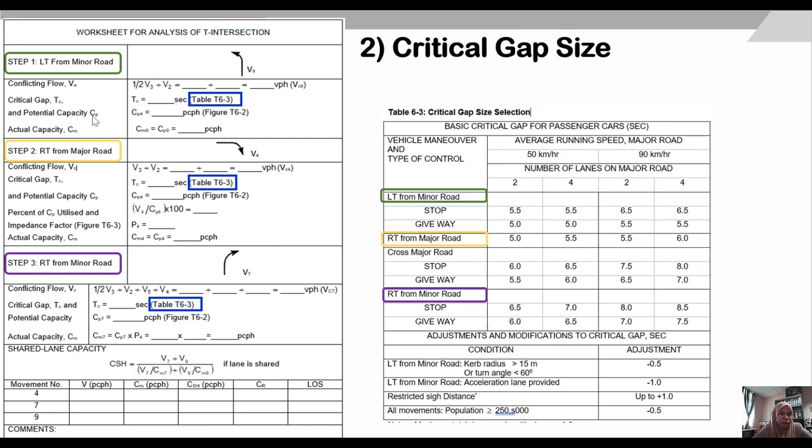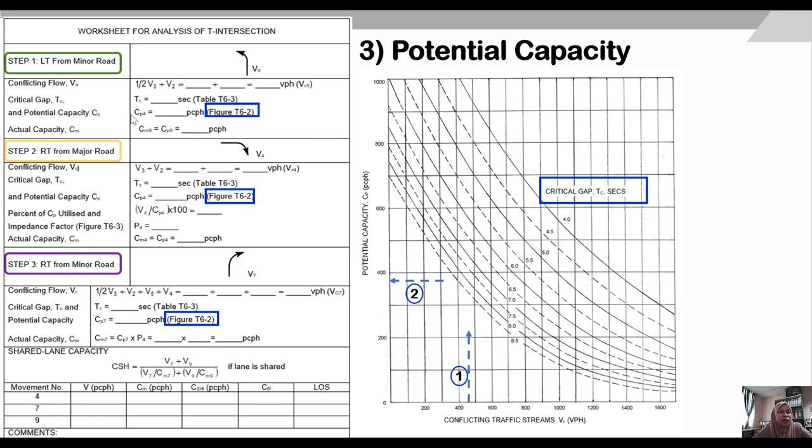Next we go to the potential capacity, CP. For the potential capacity, we refer to figure T62. We have obtained the conflicting flow here, and the conflicting flow will be the x-axis in the graph. The critical gap we have obtained here. So from the volume on the x-axis, we find the respective critical gap, which is TC, and then go to the y-axis to find the potential capacity in passenger car units per hour. We do the same for step 2, right turn from major road, and step 3, right turn from minor road.